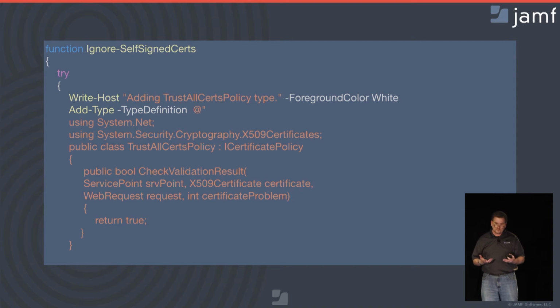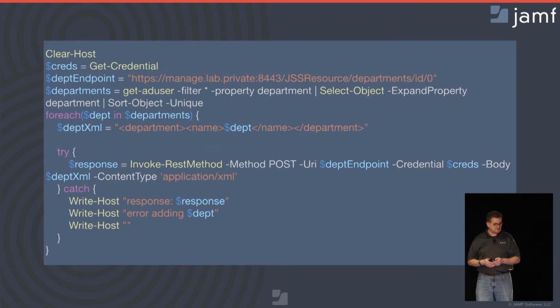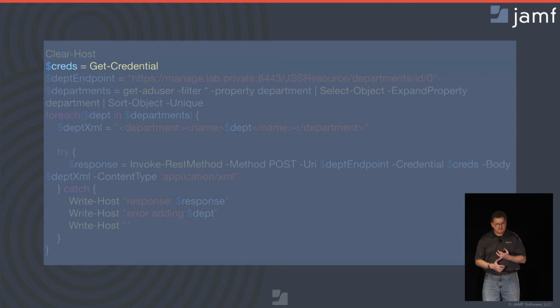I mentioned if I run this on Windows, I have to do a little bit more work with trusting self-signed certificates. So just like in Swift, we have a function that can take care of things for us. So I'll create this function, ignore self-signed certs. A few more lines, and then we call the function. And it's actually more lines than the actual code to create the departments. But anyway, getting credentials, we've seen that before. I'm going to define the endpoint. What am I creating? Departments, again, ID 0.